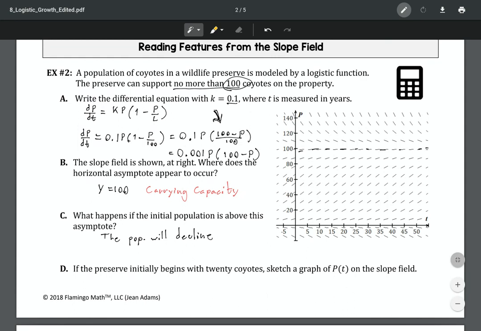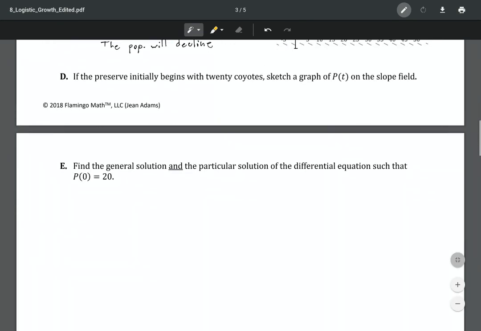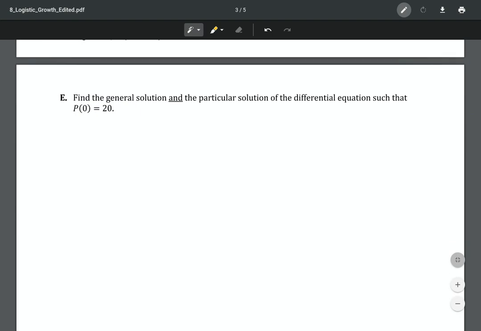So on D, it says the preserve initially begins with 20 coyotes. Sketch the graph of P of t in the slope field. If I'm just sketching a graph here, I can just try to follow these lines as best as I can. And it would be something like that, right? So that's what it would be like. That's the sketch.